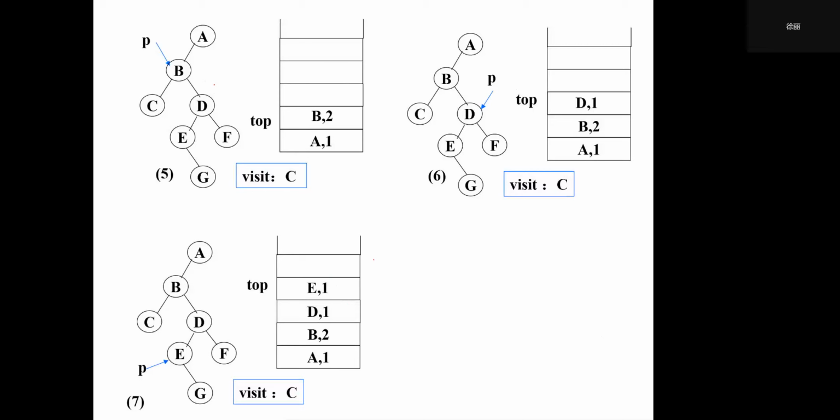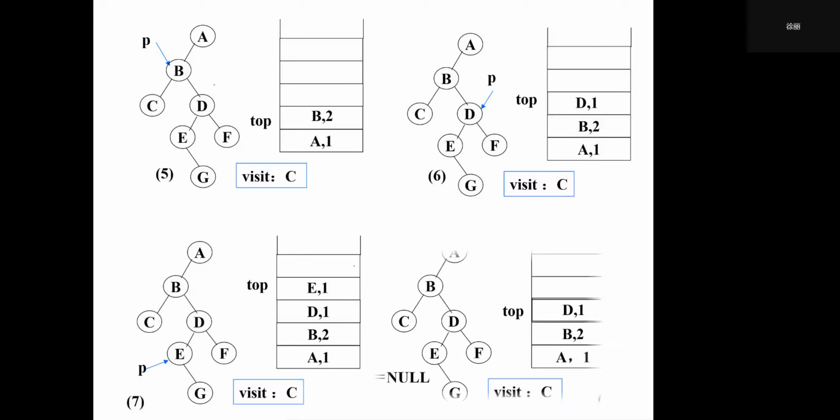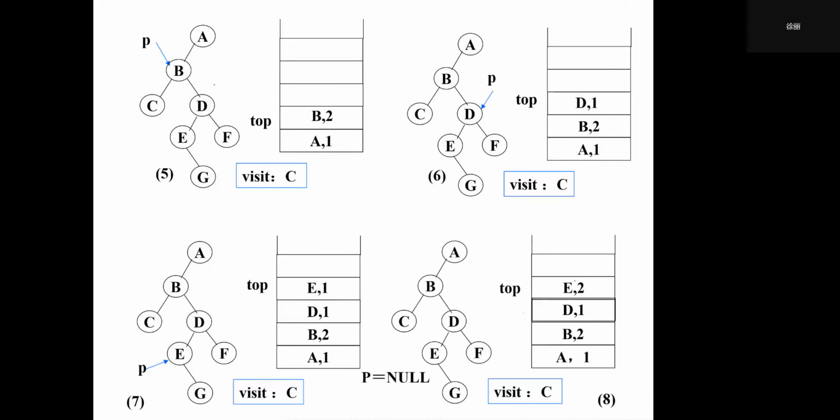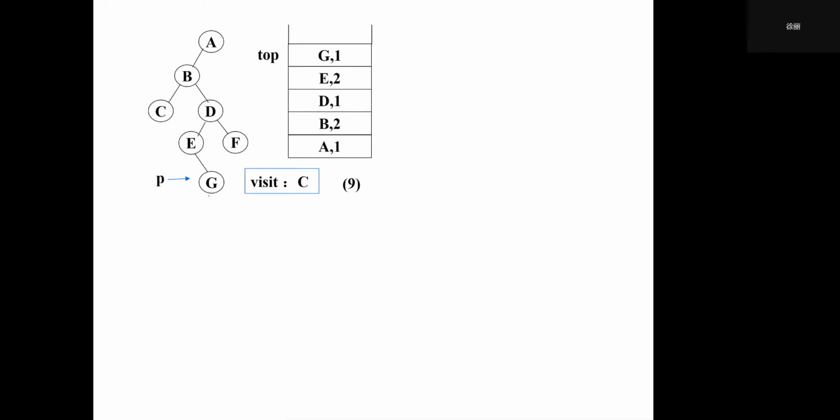Okay. I didn't draw the E2 here, so I have drawn the E2 here. Okay, it's E2, and then we go right. So P will point to G, and we push G1, and we go left. The left of G is none, so we will pop G1 and push G2.